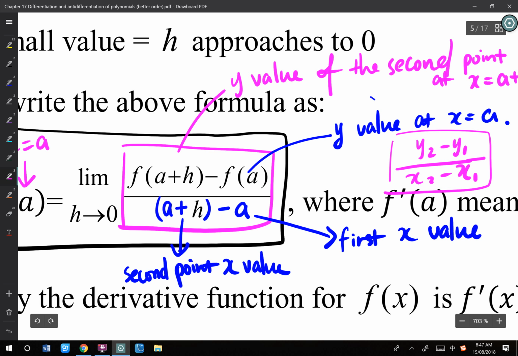Okay, the thing in the pink. Now have a think. This is just an average rate of change, right? It's in between 2 points. Find the gradient, and that's the average rate of change first.